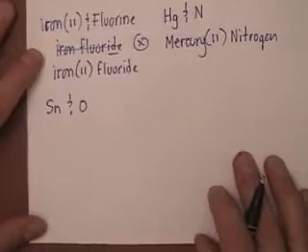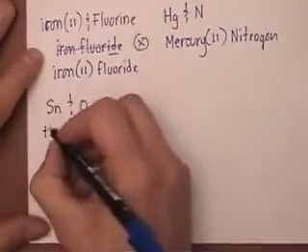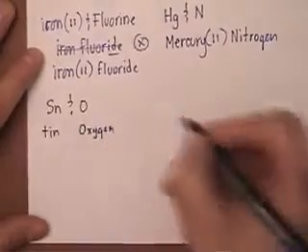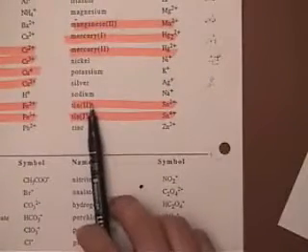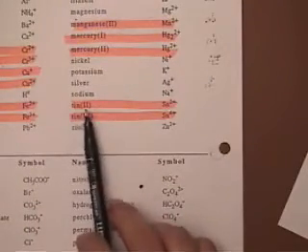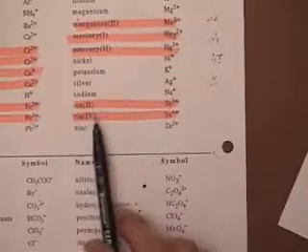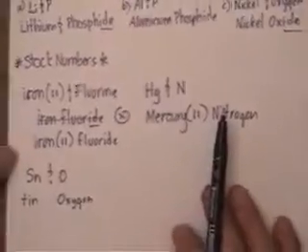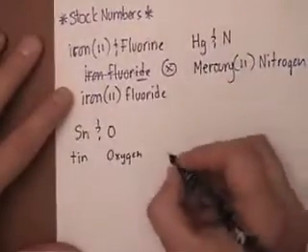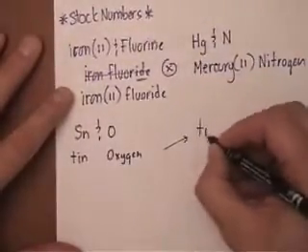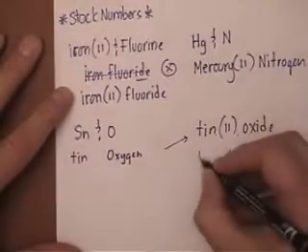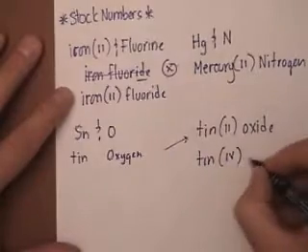Awesome. Hopefully you got an answer here. Well, this is tin and this is oxygen. If you flip over to your ion sheet, you'll notice that tin can be tin 2 or tin 4. Which one is it? Well, we don't know. Is it tin 2 or is it tin 4? So really what we have is two possibilities. We can call this thing tin 2 oxide or tin 4 oxide.